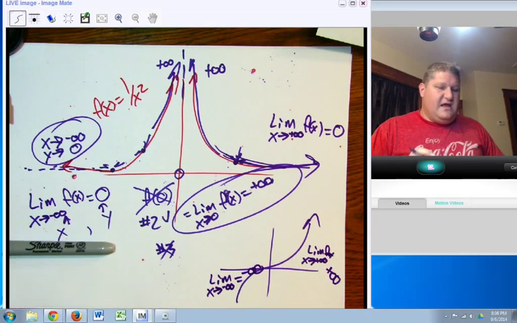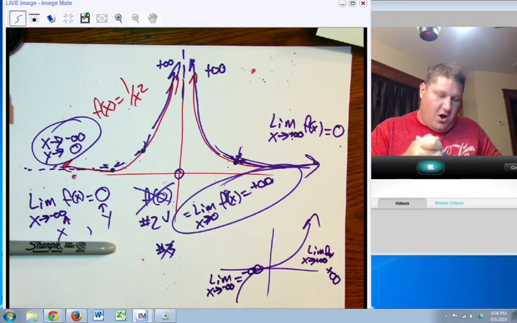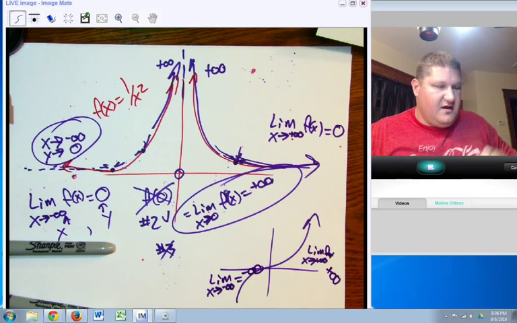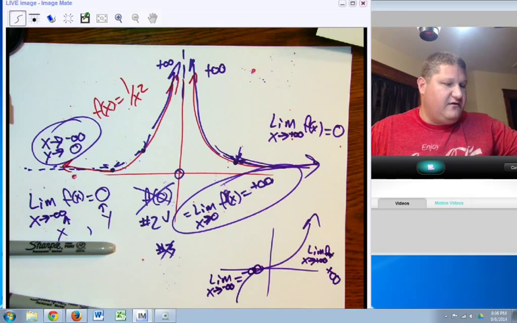So, end behavior, continuity and limits, all of them have to go together. It's just like a giant bowl of mathy spaghetti.